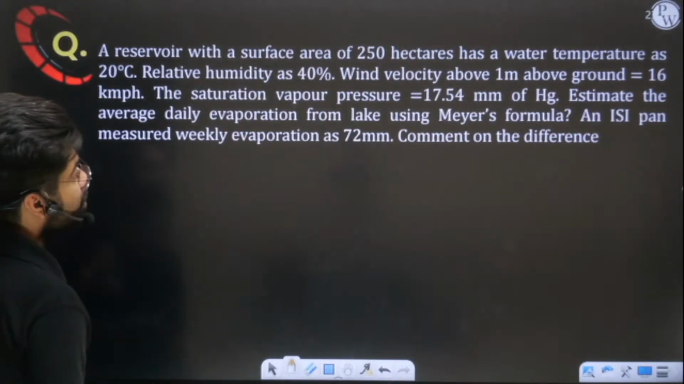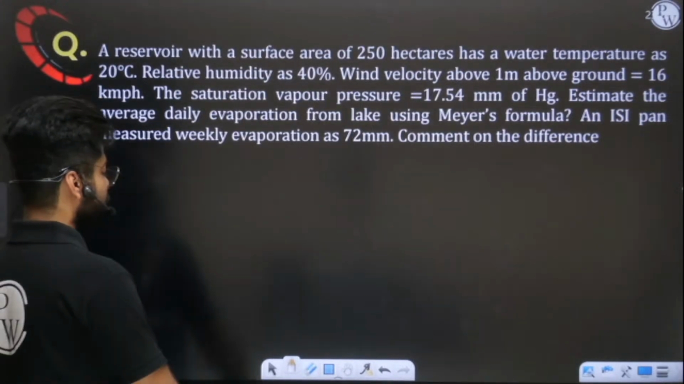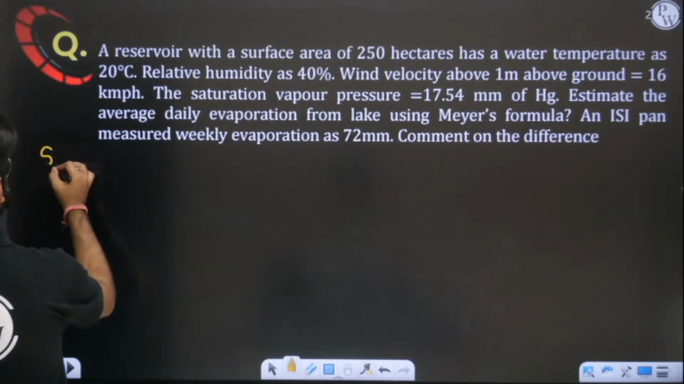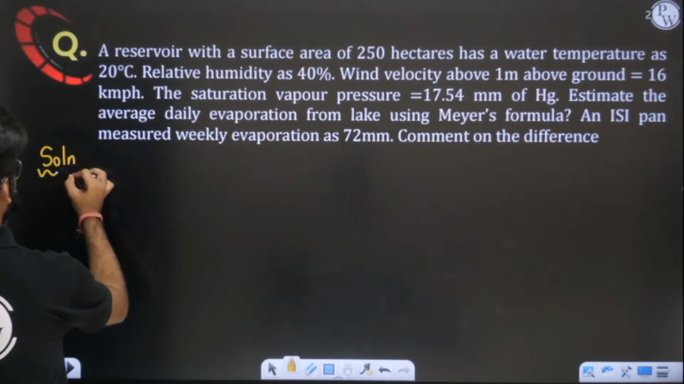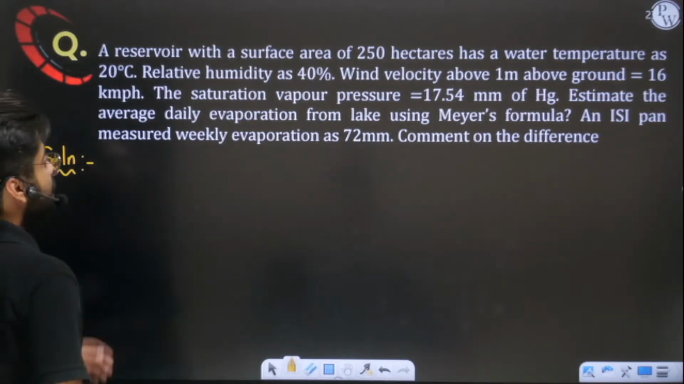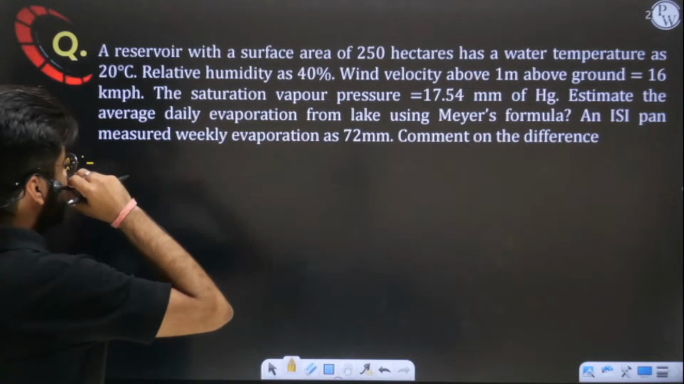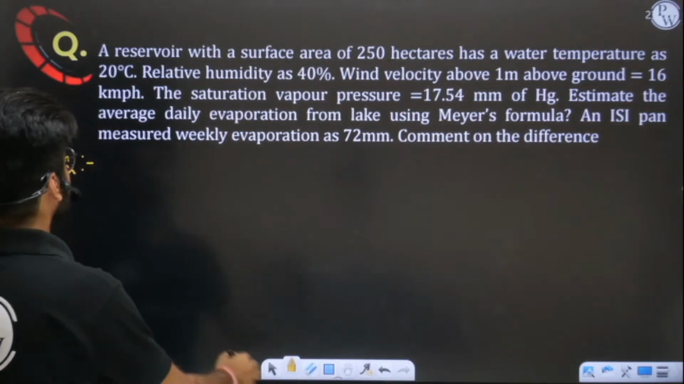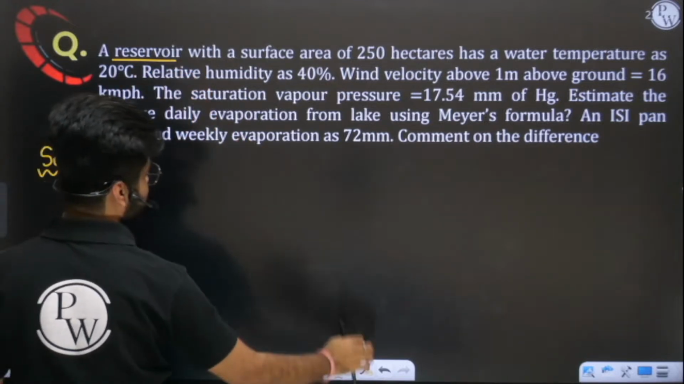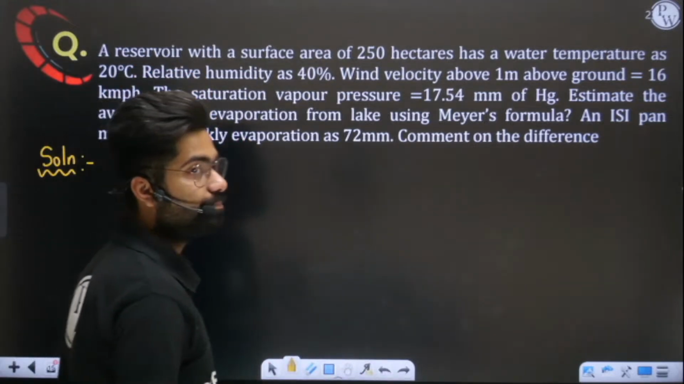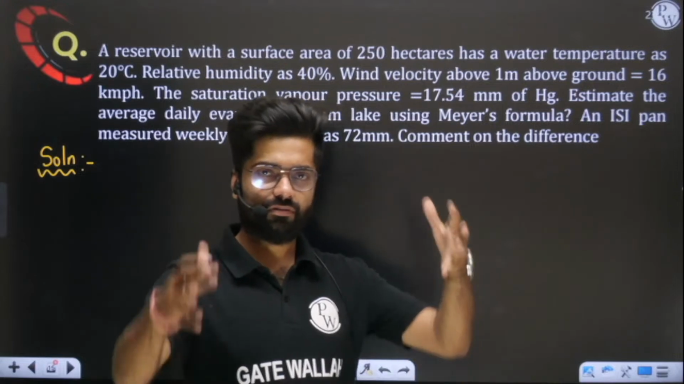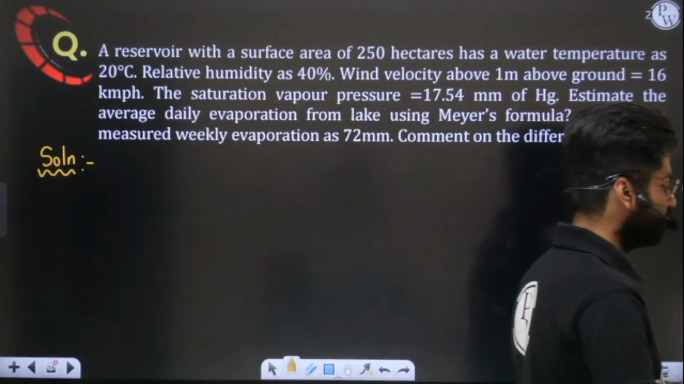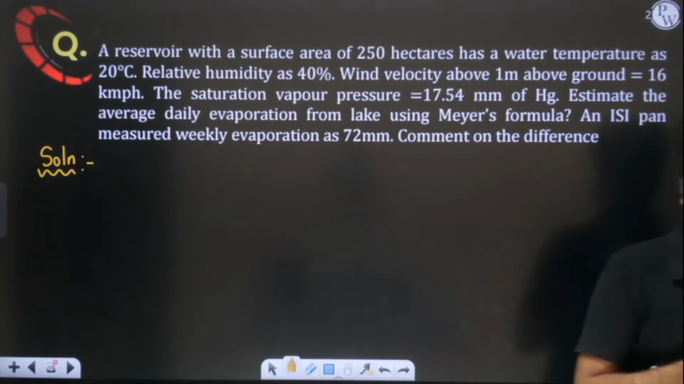Now we have one question. We'll discuss this question. We'll simply use Mayer's formula and try to solve it. Okay. So this question is saying a reservoir with a surface area of 250 hectares. We have a reservoir. You all know what a reservoir is. Behind a dam we have a very big reservoir in which a huge amount of water has been stored.